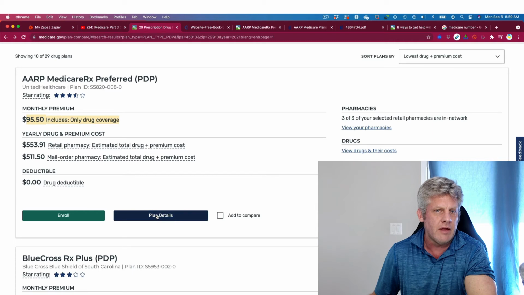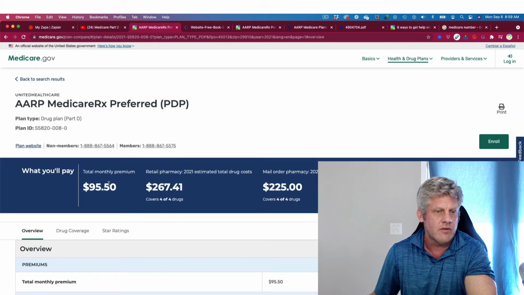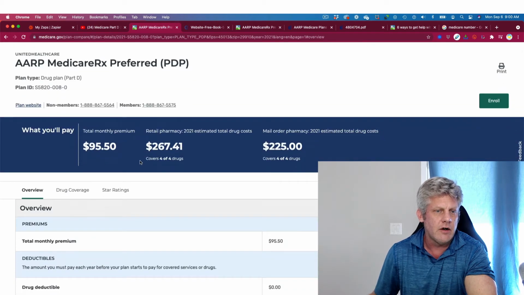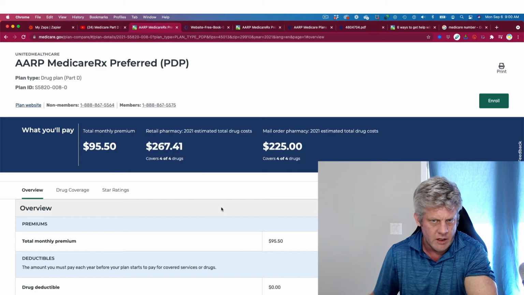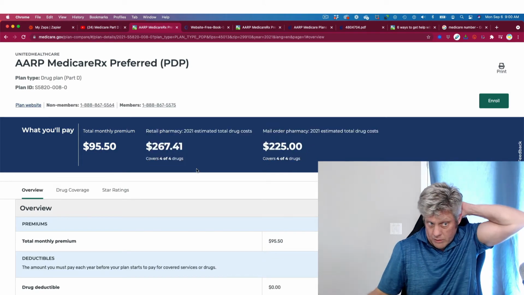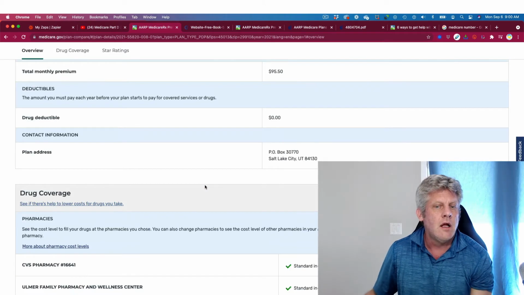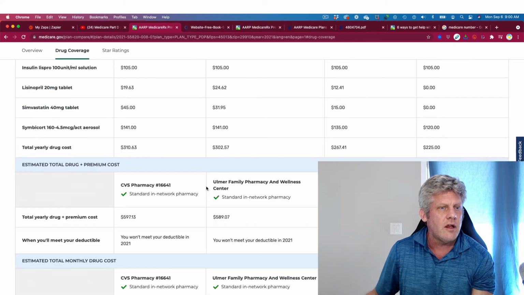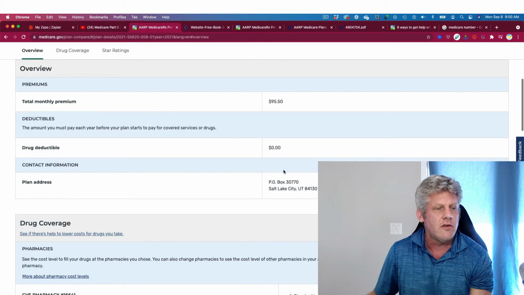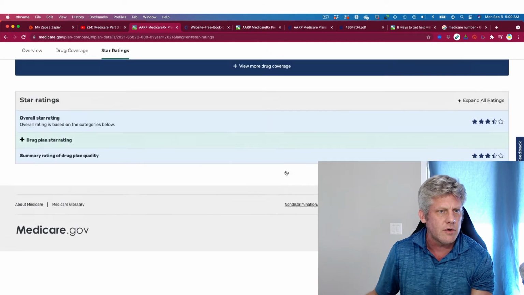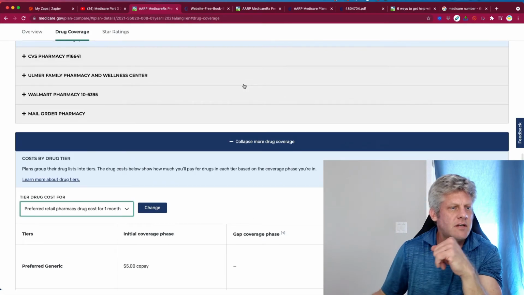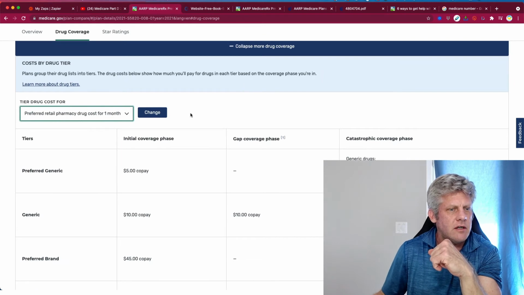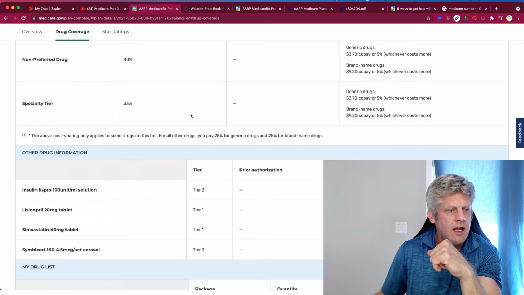And what do I mean by that? Let's take a look at the plan details. So it's $95. Right here, all 4 drugs are covered. They're covered under mail order and retail. So one of the things you want to look at is, where is it? Here it is. So drugs are based on tiers, okay? So let's take a look at the tiers.